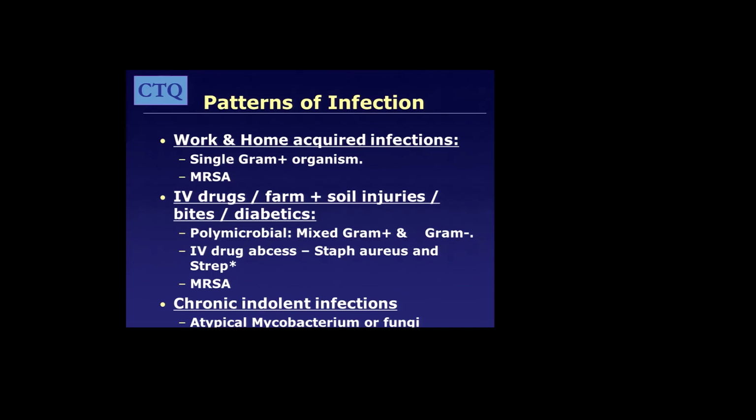Diabetics, and patients that have injuries in farm or soil, or bites, or IV drugs, have infections with a higher propensity to be polymicrobial, with gram-negative presence. IV drug abscesses tend to have Staph aureus and strep. Again, IV drug abusers have a high incidence of MRSA infections. If you have a chronic indolent infection, you need to think about mycobacterial infections such as Mycobacterium marinum.